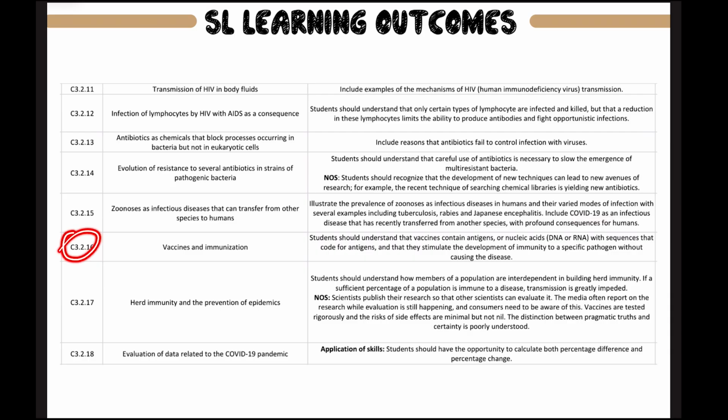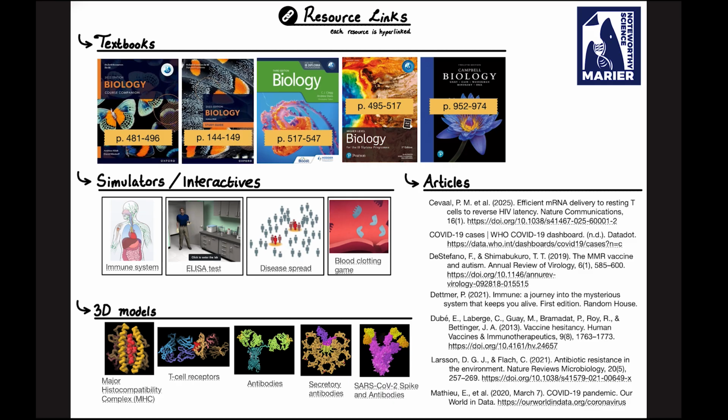We then explored vaccines and immunization, and what exactly vaccines are, how they work, and how they take advantage of our immune system in order to build memory without the risk of actually getting the initial infection. We then explored herd immunity and how herd immunity can be used in order to prevent epidemics from actually occurring. Finally, we looked at evaluating data relating to the COVID-19 pandemic, and specifically how to calculate percentage difference and percentage change. If you wish to learn further, this page is a good place to start.